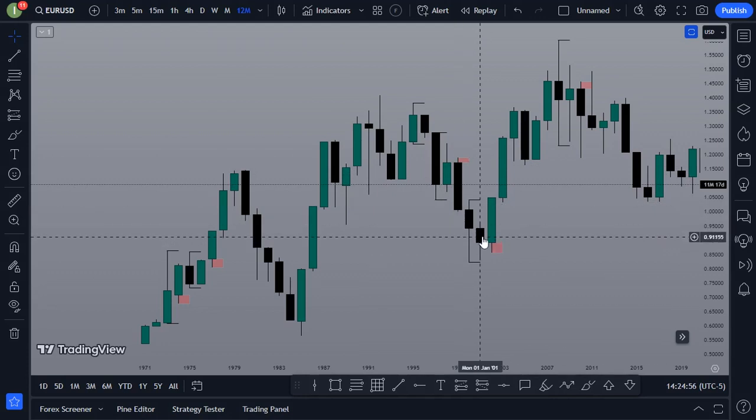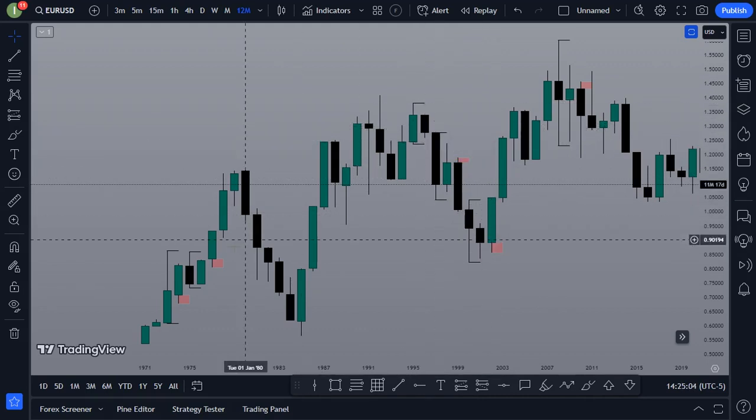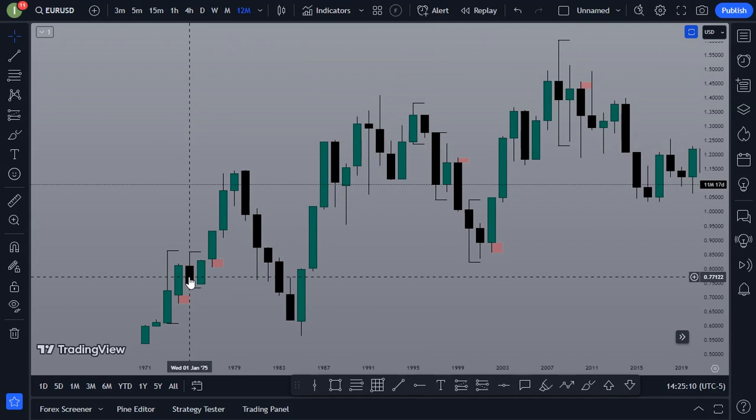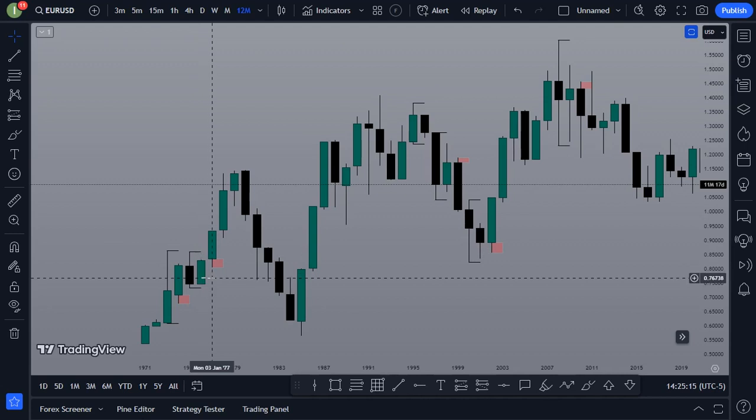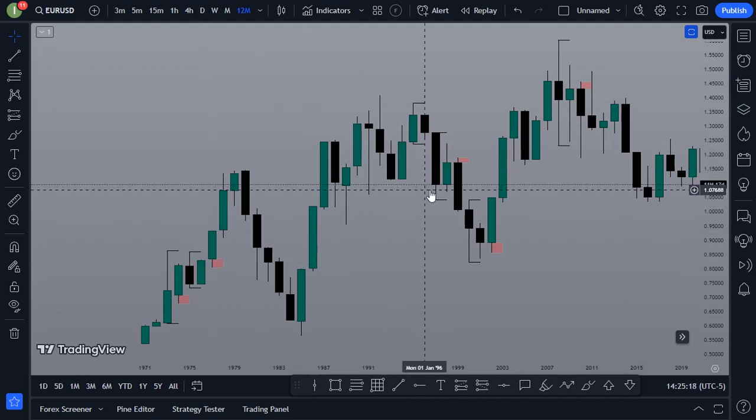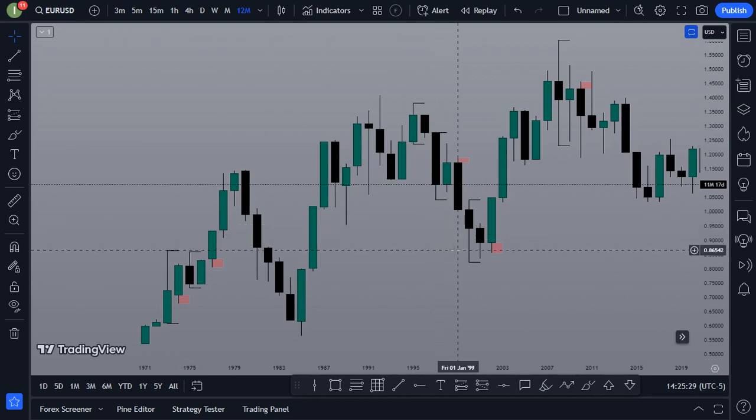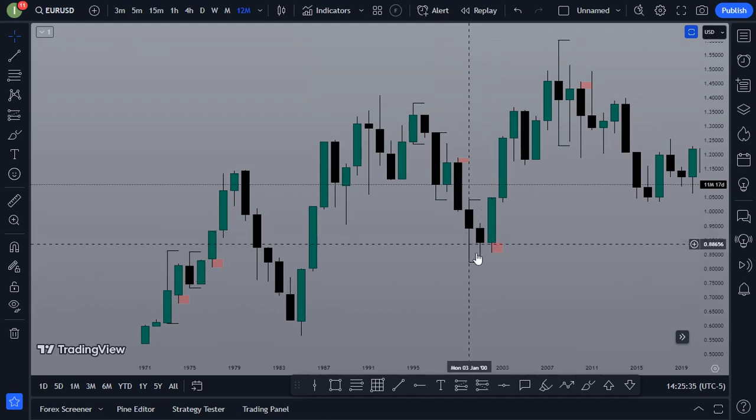Then this created the inside bar with a bearish candle. The next one was the opposite of it, bullish. This was the opposite of it, bearish. This was the same. This was the same. This was the opposite of it. So the same candle that created the inside bar only happened twice. In 1977 and 1997, okay? 1977 and 1997. But apart from that, all of them, the candle that creates the inside bar, the next one is always the opposite of it.